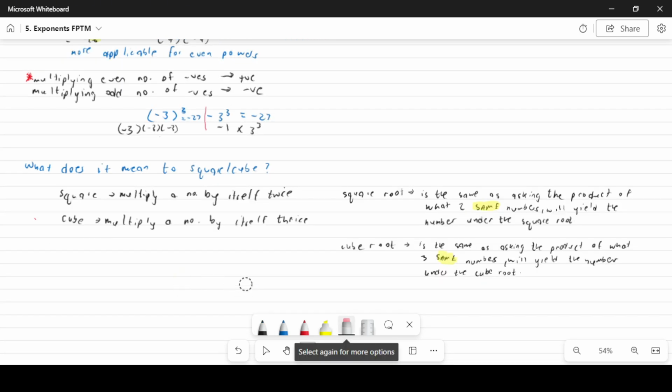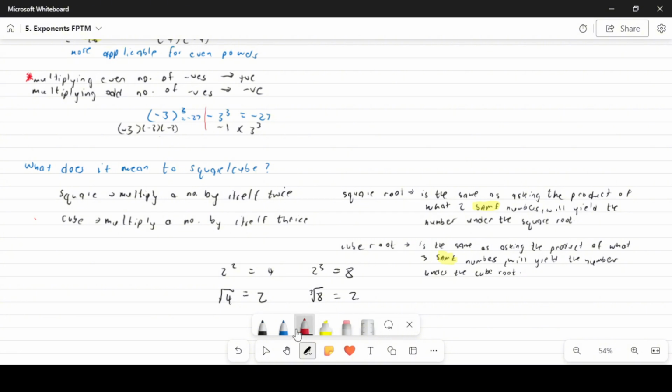So basically this is what we're saying. 2 squared gives you 4, because 2 times 2 gives you 4. If I put the square root of 4, I'm asking the product of what two numbers will give you 4. The answer is 2. For the cube root, 2 cubed gives you 8, so the cube root of 8 is the same as asking the product of what three numbers will give you 8. The answer is 2. Do you understand that?